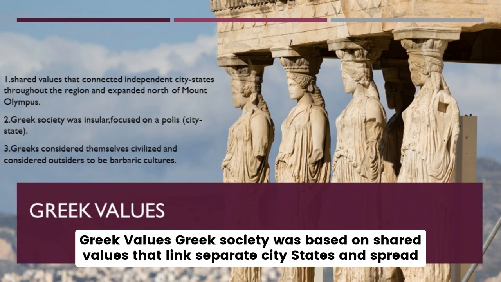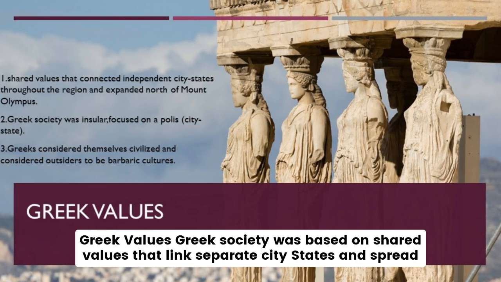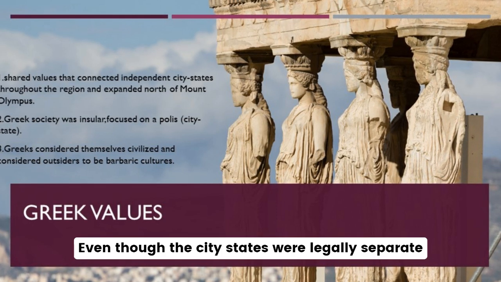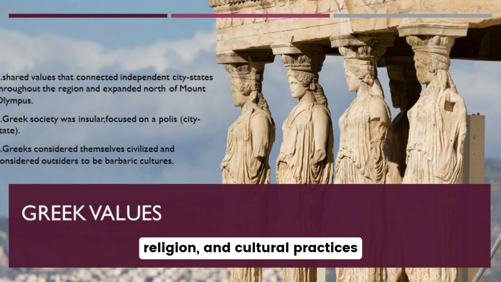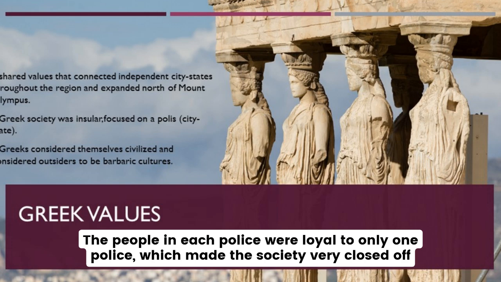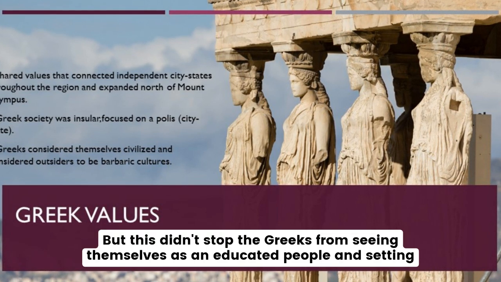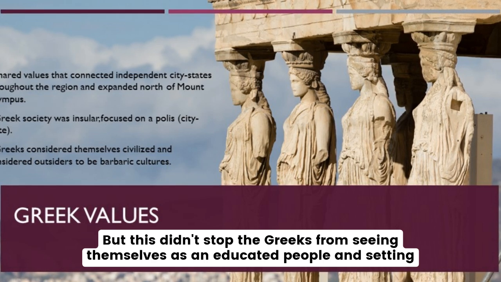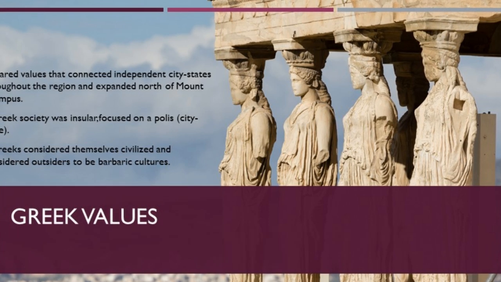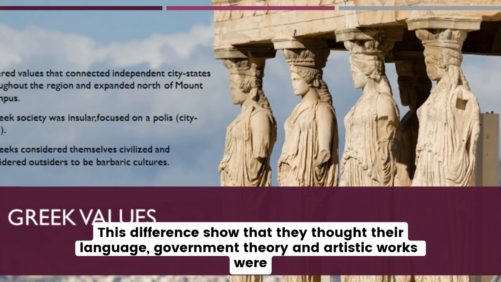Greek values. Greek society was based on shared values that linked separate city-states and spread power north of Mount Olympus. Even though the city-states were legally separate, they were united by their language, religion, and cultural practices. The people in each polis were loyal to only one polis, which made the society very close. But this didn't stop the Greeks from seeing themselves as an educated people and setting themselves apart from others, whom they called barbarians. This difference showed that they thought their language, government theory, and artistic works were better.